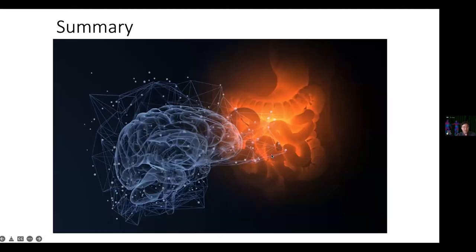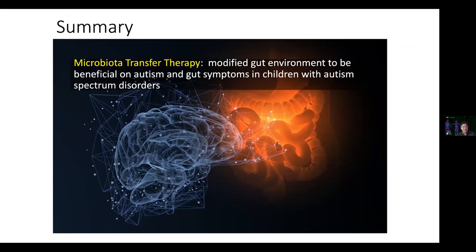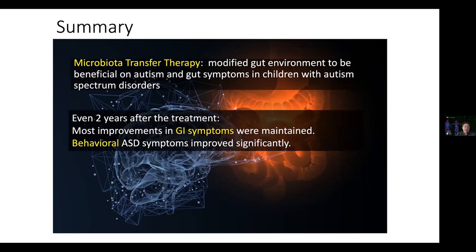In summary, in our studies, we found that microbiota transfer therapy, combining antibiotics and fecal transplant, successfully modified the gut environment and the microbiota to be beneficial for autism and gut symptoms in children with autism spectrum disorders. Even 2 years after treatment, most of the improvement in GI symptoms was maintained, and the behavior symptoms improved even more significantly.